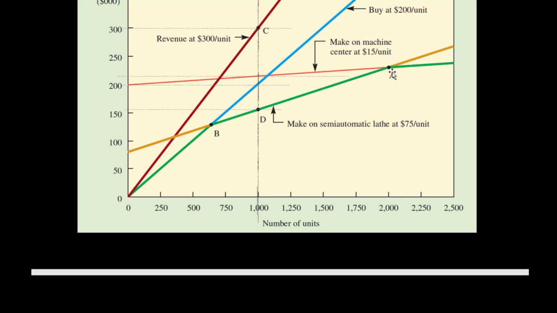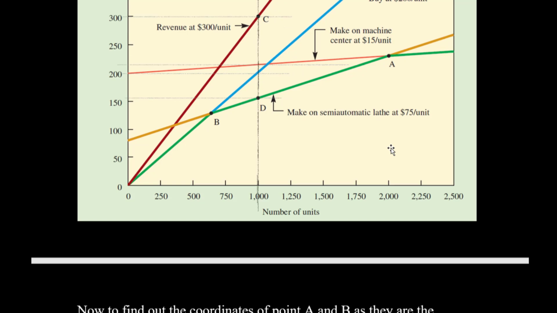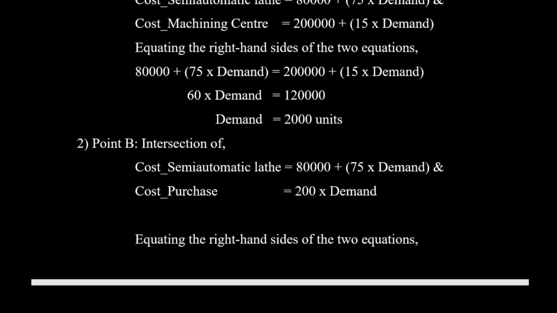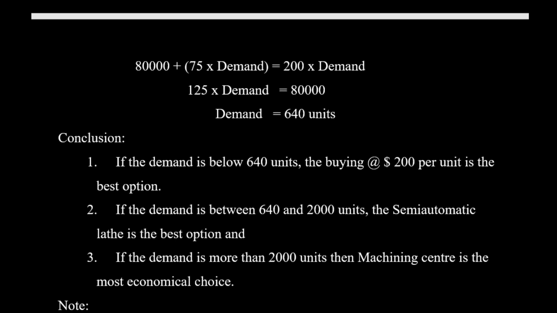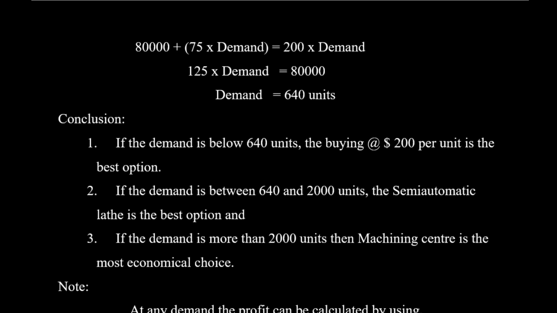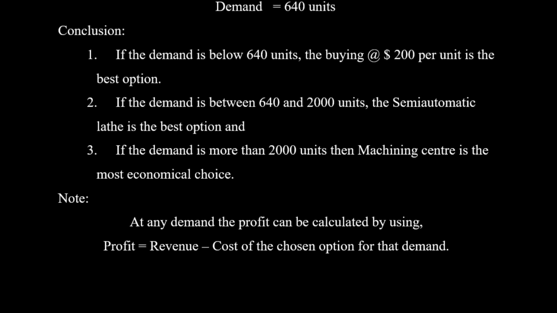If the demand increases beyond 2000, then the best option would be the machining center, because the cost is very low from here, and you will see that the profits will be very high. So that is how we conclude. The conclusion is, if the demand is below 640, go for the purchasing option. If the demand is between 640 and 2000, go for the semi-automatic lathe as the best option, and beyond 2000 units, go for the machining center, as it is the most economical choice.